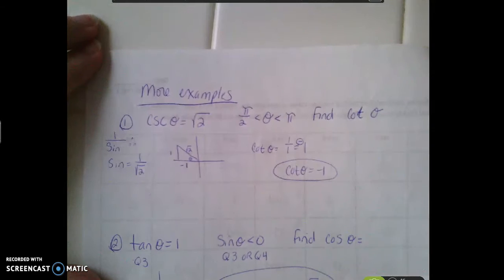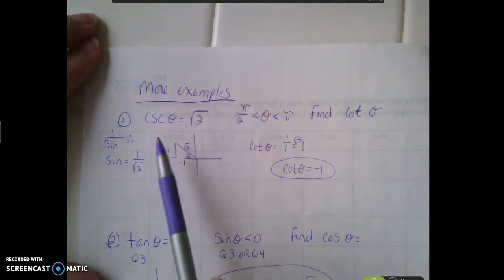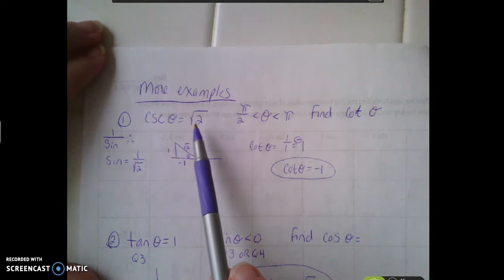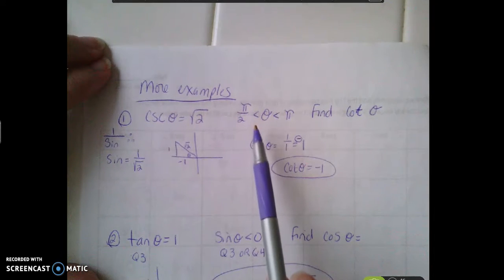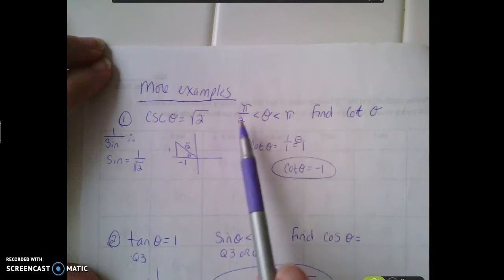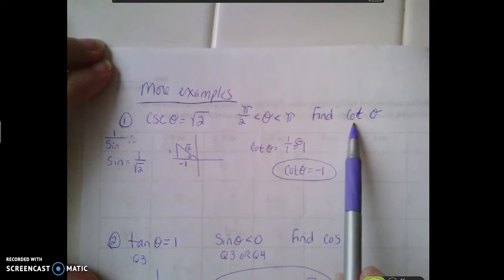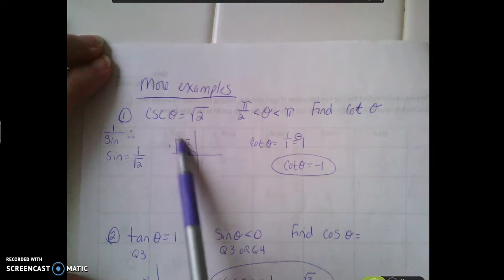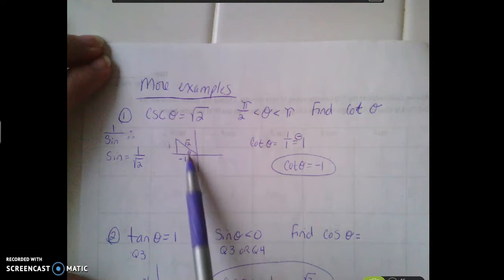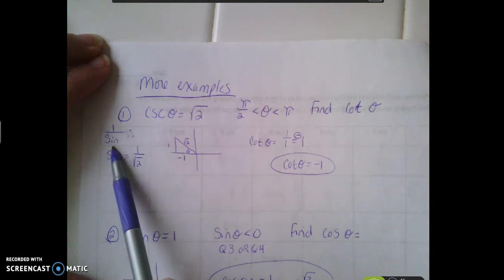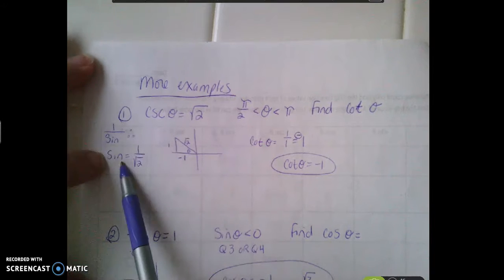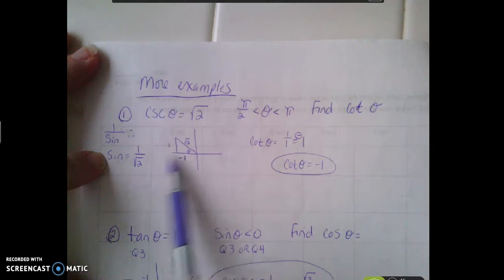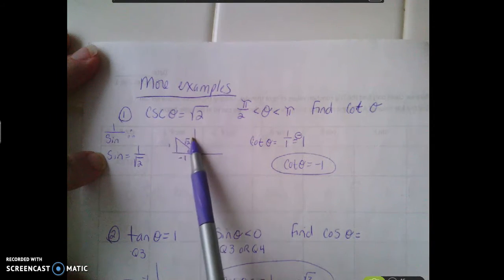So what if I tell you that the cosecant of theta is square root of 2, and I tell you that theta is some value between pi and pi over 2, and I want you to find cotangent. Well, pi and pi over 2 is over here in quadrant 2, so I know I'm dealing with an angle in quadrant 2. Cosecant is 1 over sine, so in this particular case, sine has to be 1 over square root of 2. So this is my picture. Opposite over hypotenuse, 1 over square root of 2.